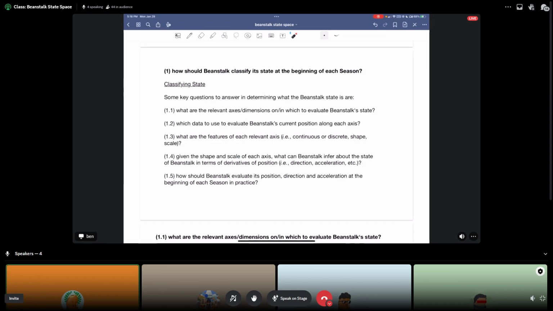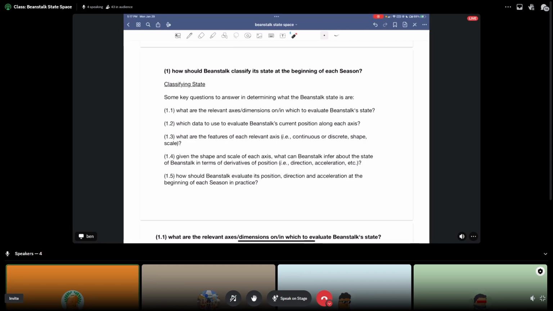Which data to use to evaluate Beanstalk's current position along each axis? So once we've determined what the axes are, how should Beanstalk think about actually measuring position along each axis? What is the data available to Beanstalk that it could use to figure out what its position is? Then once we understand how Beanstalk should measure its position, the question is, well, what are the features of these axes?